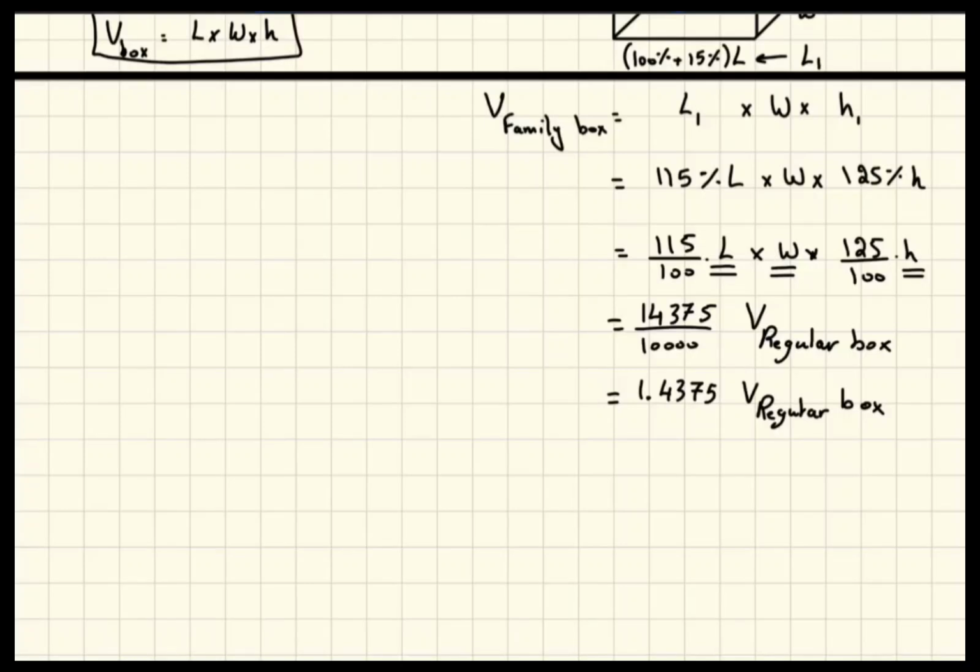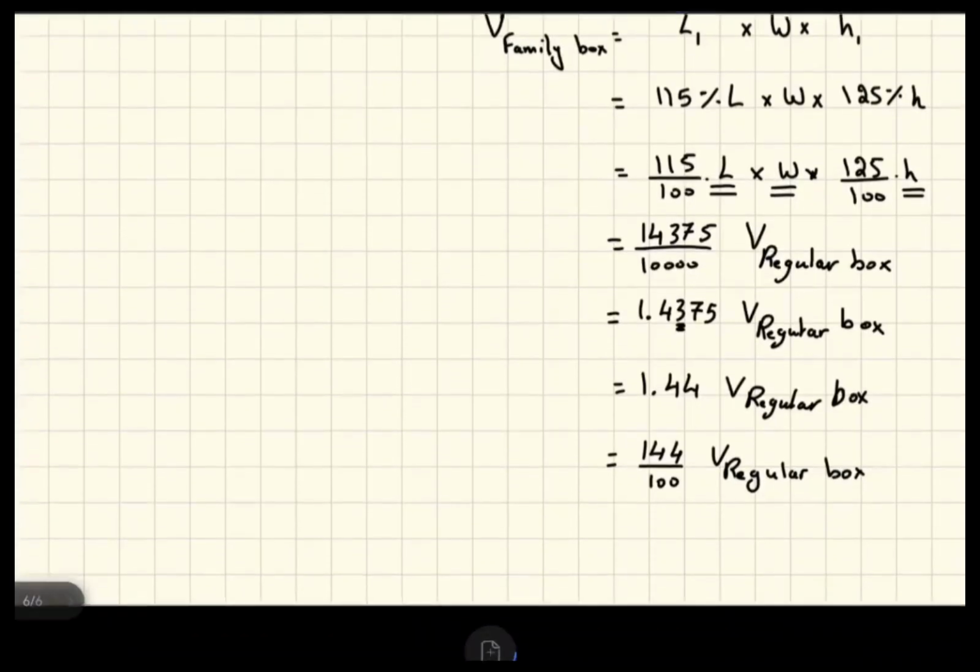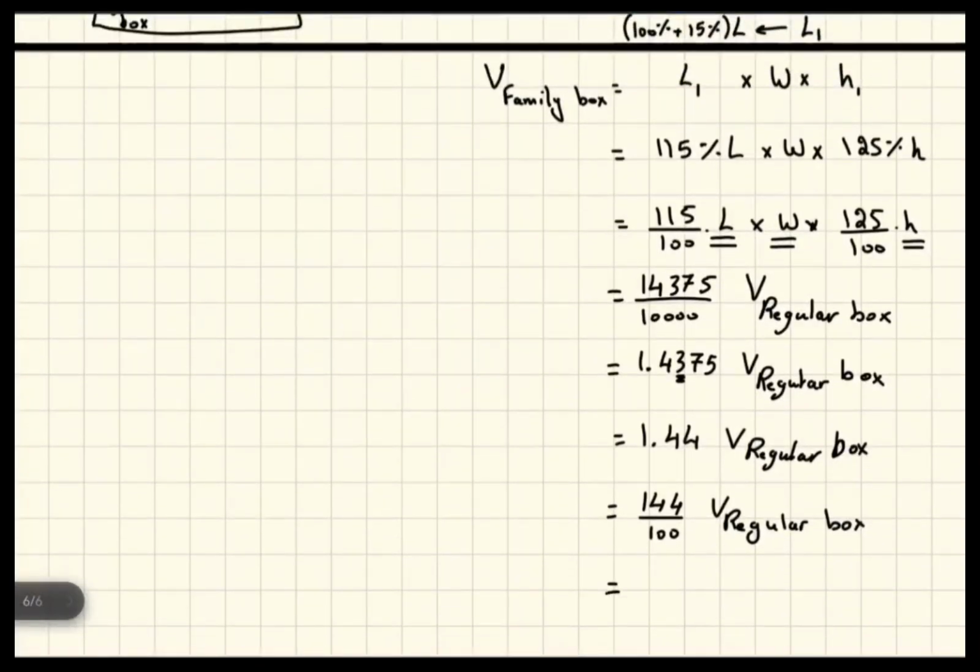Now, they want you to write the answer as percentage. So if you round this to the nearest percent, it means to the nearest hundredth. This is the meaning of percent, will be 1.44. Which is basically 144 over 100. I'm writing too many details for sure when you're solving, no need to write all of these. So 144% of the volume of the regular box.